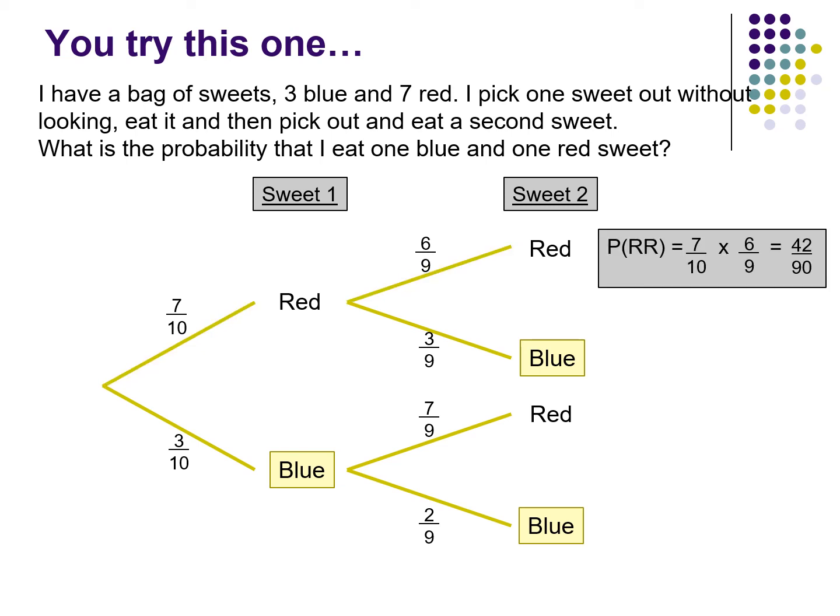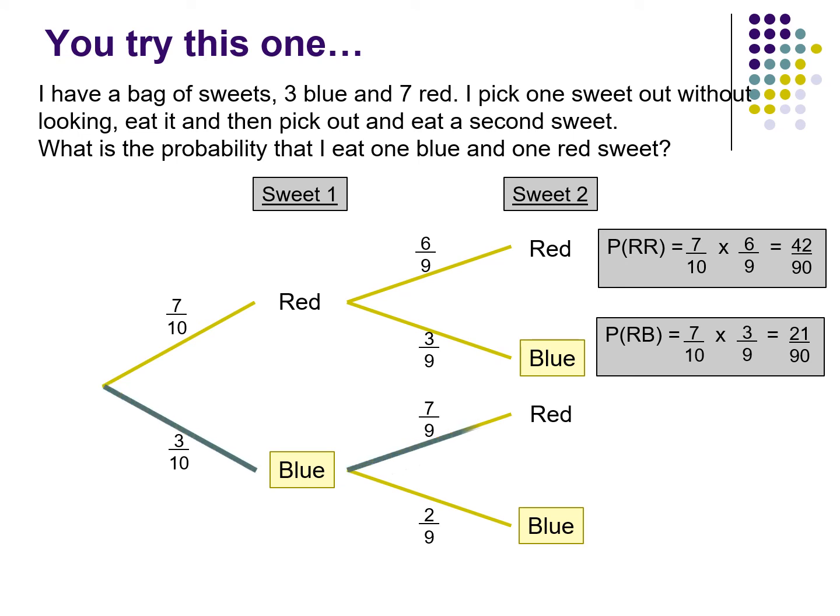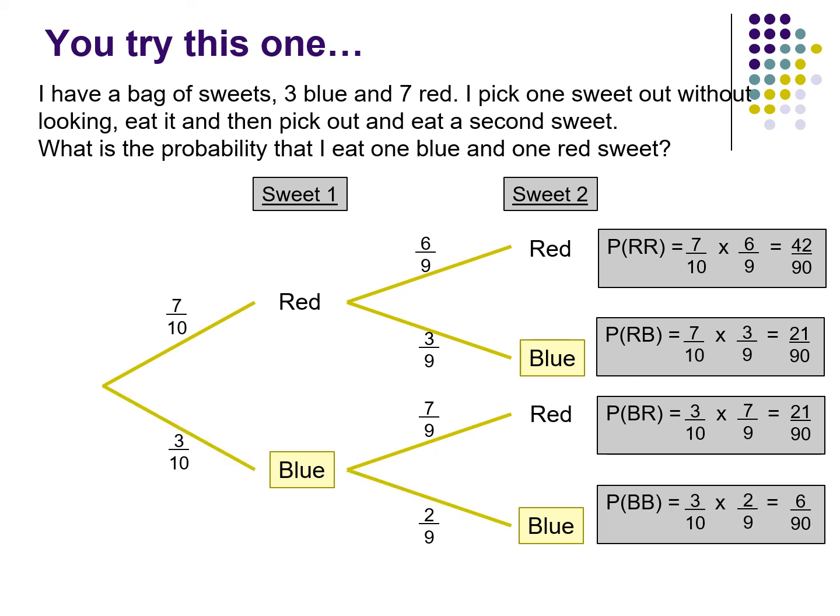Okay, so we've got red, times along the branches, red, blue, times along the branches, blue, red, times along the branches, blue, blue, times along the branches. Let's see what the question says. What is the probability I eat 1 blue and 1 red? So that's just 1 blue and 1 red. Which ones am I interested in? Those pink ones. What do I do to them? Add them together. So I get 42 over 90 because it is this one plus this one. Okay, and then that cancels down to 7 over 15. So hopefully you got that one right.